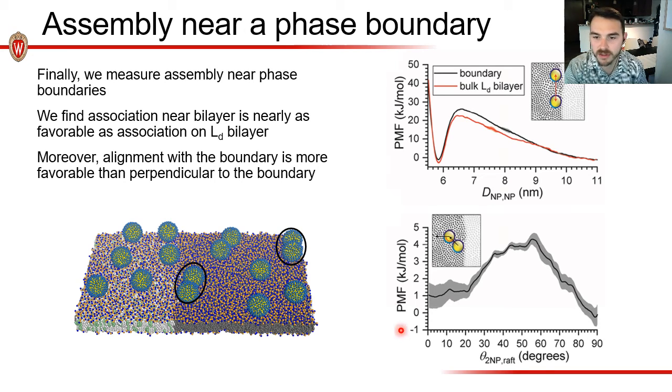Moreover, we decided to measure the potential of mean force versus the angle with respect to the raft boundary to see if it aligns parallel or perpendicular to the raft boundary. Based on this sign convention here, what we show is that the 90 degree case, which is where the nanoparticles are aligned along the raft boundary, is the most favorable case, and there's a large barrier for reaching the metastable orthogonally bound case. So the conclusion from this is that alignment to the boundary is more favorable than misalignment perpendicular to the boundary.